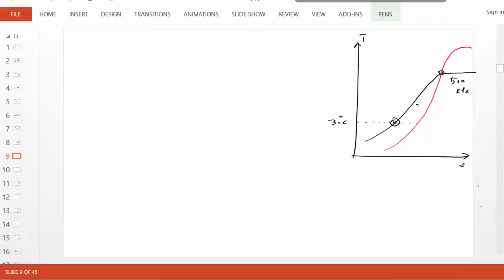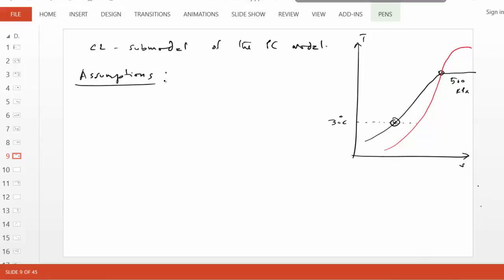To find subcooled liquid properties, a submodel called the compressed liquid submodel of the PC model is used. What does that submodel say? Obviously a model means assumptions. According to this submodel, V, U, and S, these three are functions of temperature only. In other words, V, U, and S do not depend on pressure.